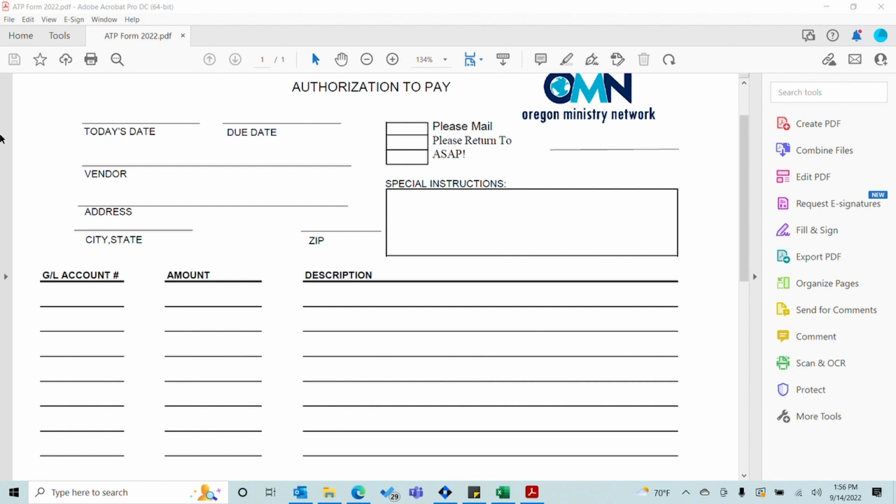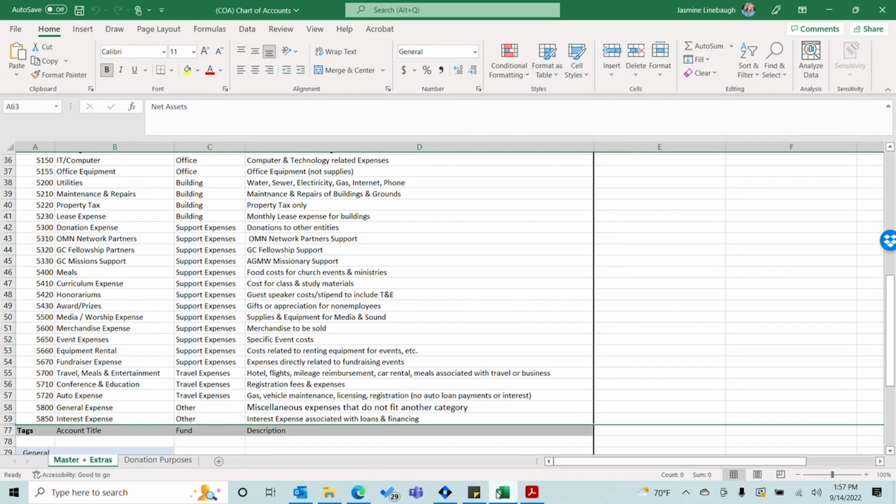On the ATP form, you should have the date the check was written. The vendor is who you wrote the check to, and their address. The GL account number is where this money is coming from, and we will refer to our COA list.